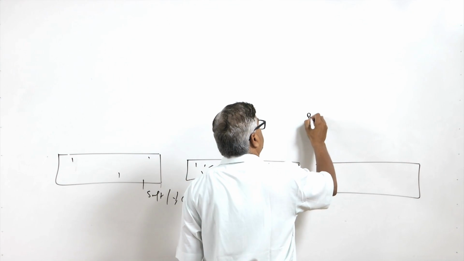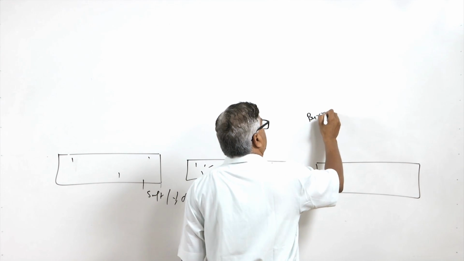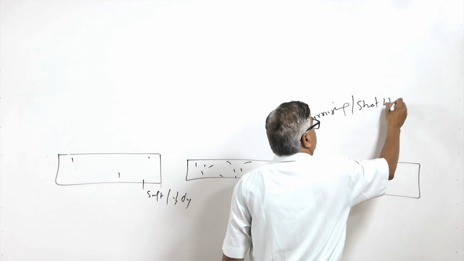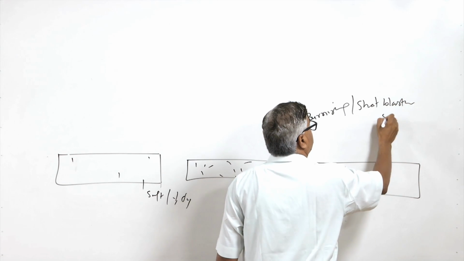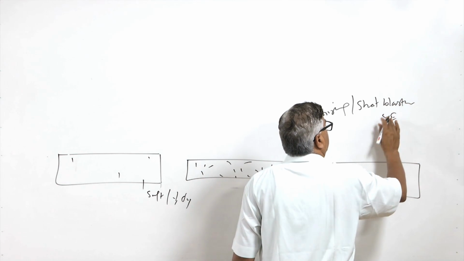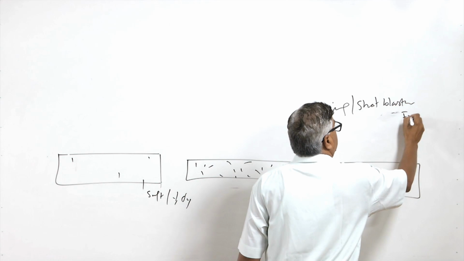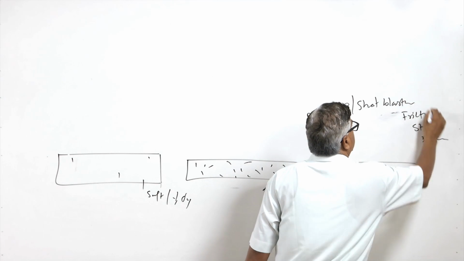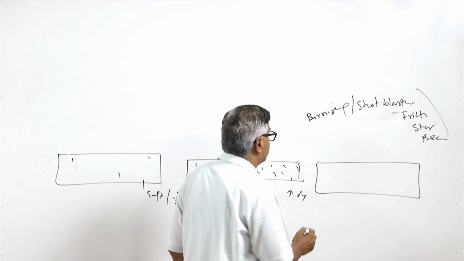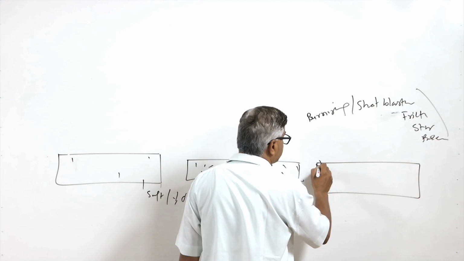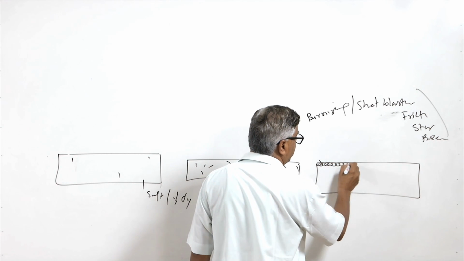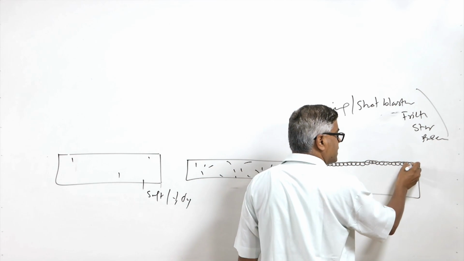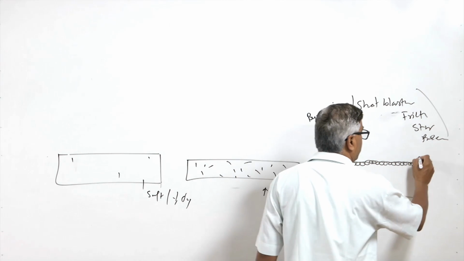Either we do burnishing, or we do shot blasting, or we do FSP, friction stir processing. In all these methods the surface layers are modified. So, intense plastic deformation of the near surface layer by friction stir processing will lead to increased hardness and increased strength due to work hardening.